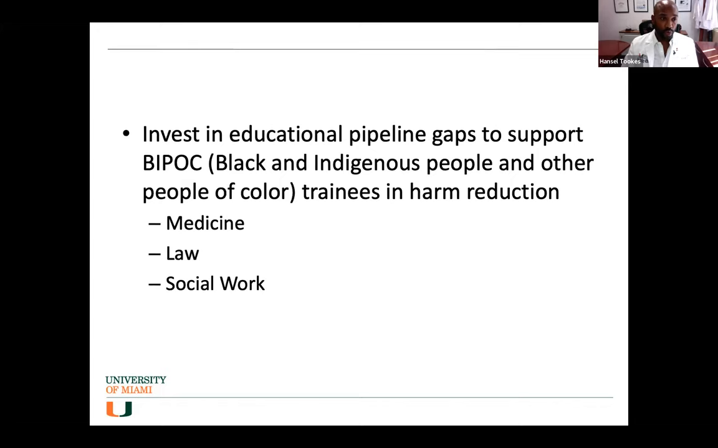So we must invest in educational pipeline gaps to support BIPOC trainees in harm reduction. This is in medicine, in law, in social work. I believe the Miller School, where I teach and lead the longitudinal substance use disorder curriculum, is one of the only ones in the country that teaches about substance use exclusively through a harm reduction lens. And thank you to Dean Ford for giving me that task. We need lawyers as harm reduction advocates. We need social workers as harm reductionists.